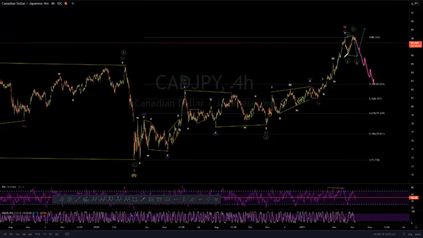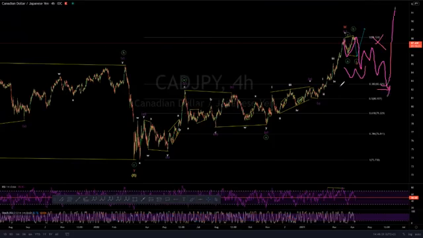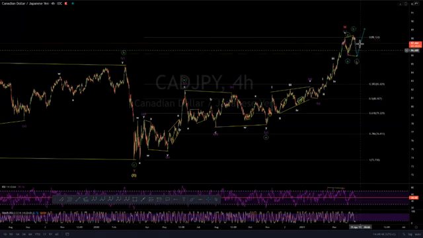How would it come there? Because we're already looking at this as an expanding failed corrective structure. We might get this here as an expanding failed corrective structure, get a connector, still have this here, and then that will be a WXY structure. And then we get this move to the upside. It will make sense if it goes as deep as this here, around 38.2 to the 50 mark. So I still think that we are going to get a very deep correction here.